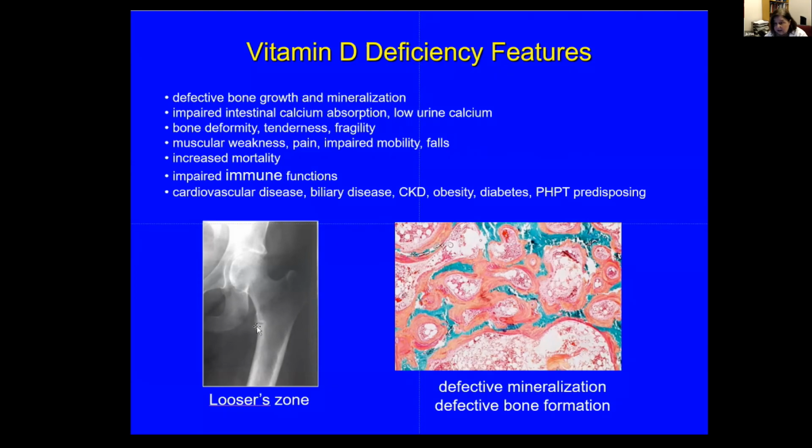And it could generate these Looser zones, which is a transverse fracture of the bone. That's painful. And if you do a biopsy, you get a non-mineralized bone. And they typically have muscle weakness, knee pain, arm pain, impaired immune function. So it's all over the press now that they are more susceptible to COVID-19. And it's best to replace it.